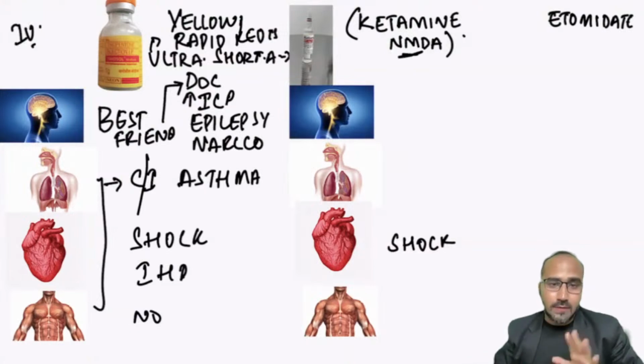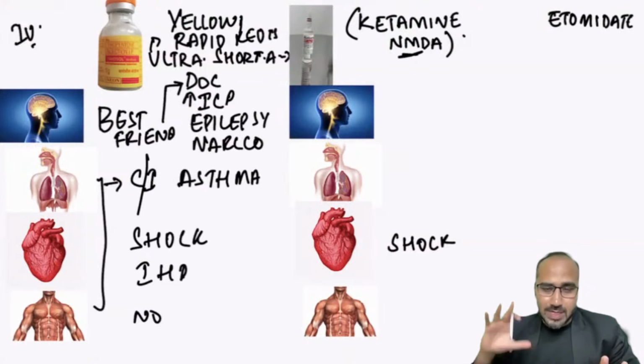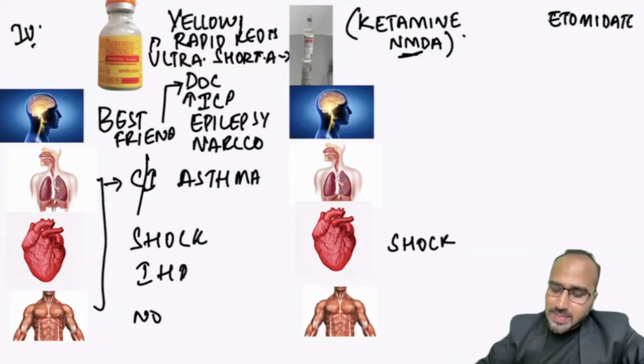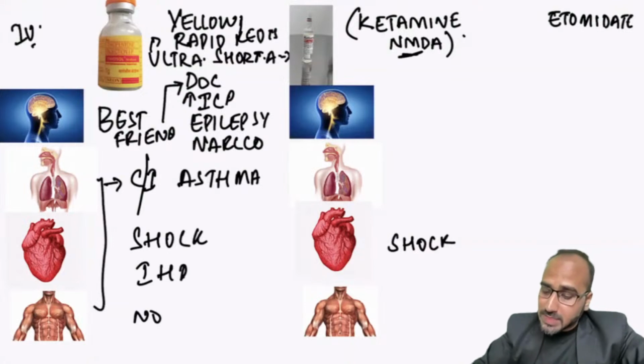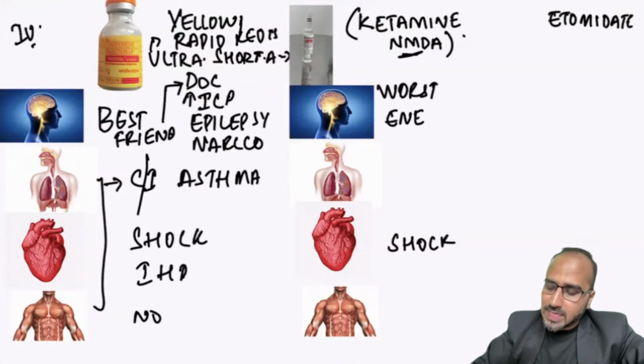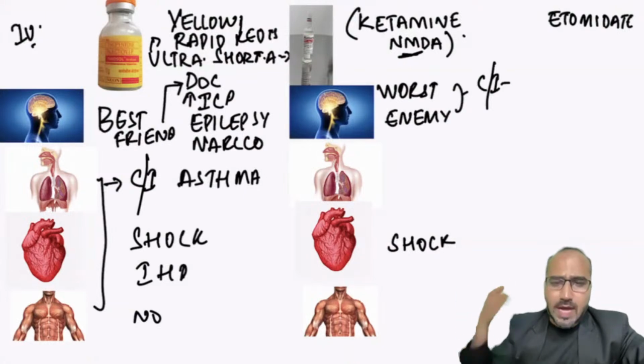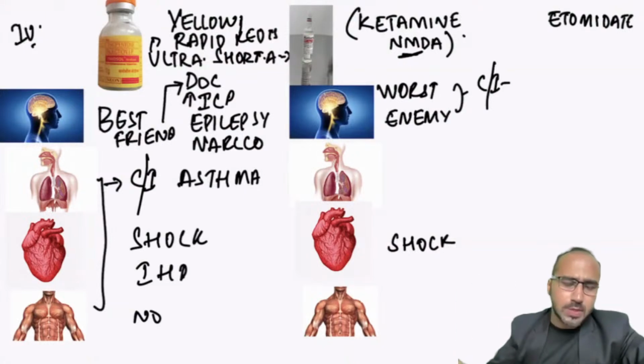Next is ketamine. When we are discussing thiopentone, ketamine should be read simultaneously. Why? Because ketamine is the opposite of thiopentone. Ketamine acts on the NMDA receptor, and when compared across the systems, ketamine is the opposite of thiopentone. It is the worst enemy of the CNS. When I say it is a worst enemy, what does it mean? It has contraindications. What contraindications, guys? CNS pathologies, don't give ketamine. Raised ICP, don't give ketamine. Epilepsy, don't give ketamine. Hallucination, don't give ketamine. Ketamine will worsen it.